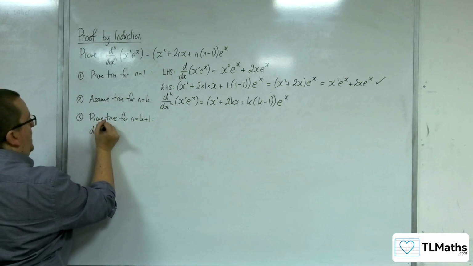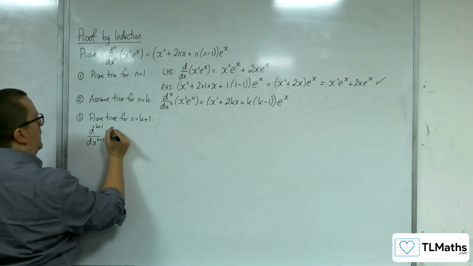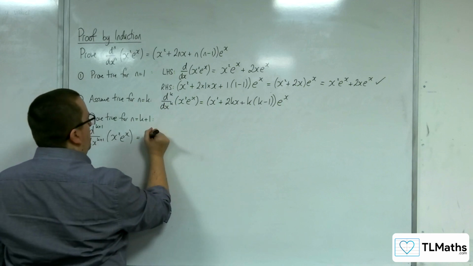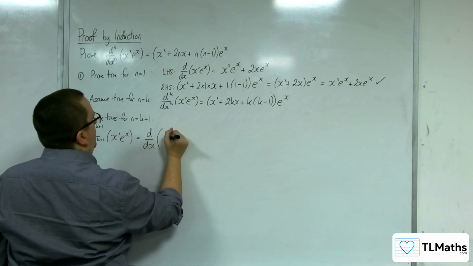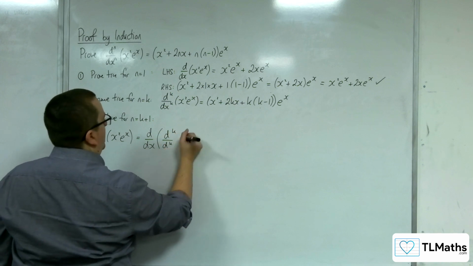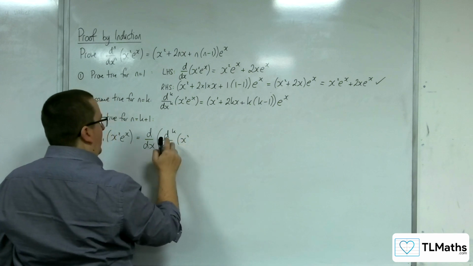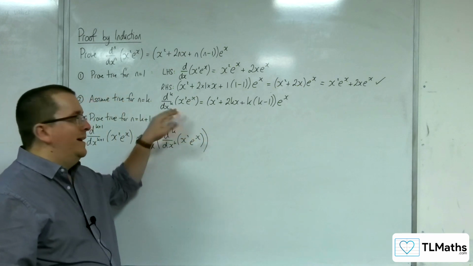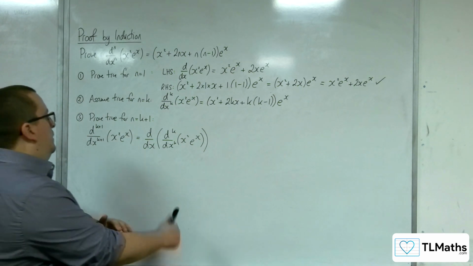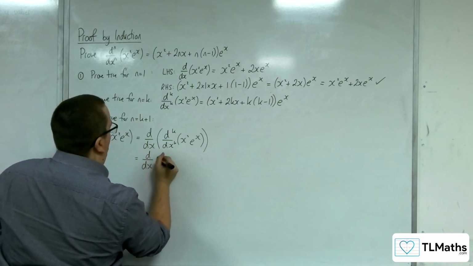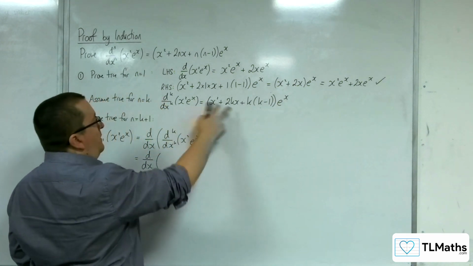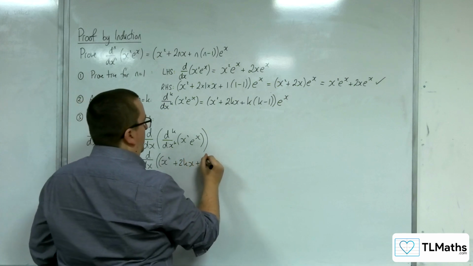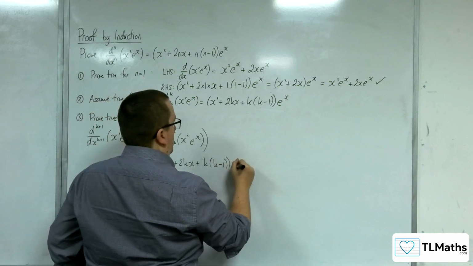So we're looking at the k plus 1th derivative of x squared e to the x. Now the k plus 1th derivative is the derivative of the kth derivative of x squared e to the x. So once you've got this, if I differentiate it again, I get the k plus 1th derivative. So we're looking at the derivative of this, because we've assumed this to be true, so I can now look at the derivative of this, x squared plus 2kx plus k lots of k minus 1, e to the x.